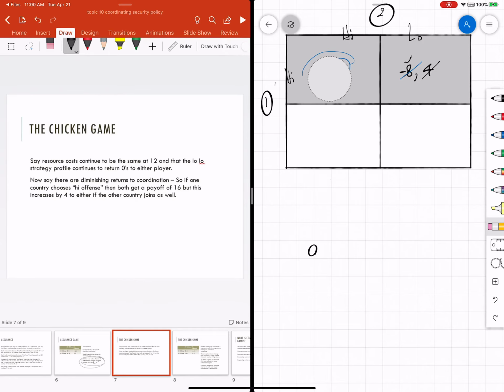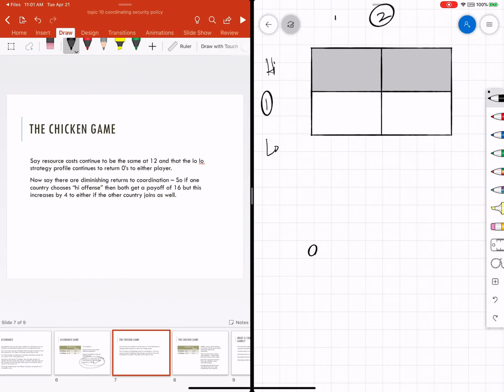Now, let's move to the third kind of scenario where we have decreasing returns. So let's put that as 1. Darn it. Country 1, country 2, high, low, high, low. Okay? So now there are diminishing returns. Once again, the cost of coordination is still 12, but now the private benefit is 16.